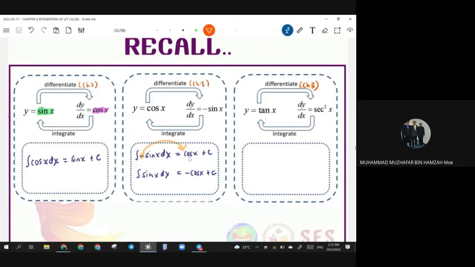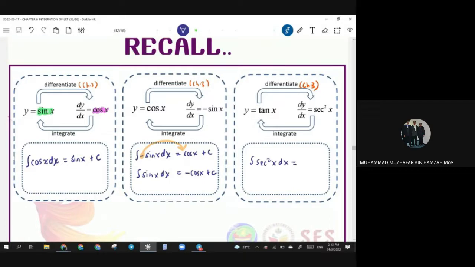Boleh saya dapatkan respon daripada korang. So kalau kita differentiate tangent x, jawapan dia adalah secant square x. So by using the concept of reverse process, integrate secant square x dx ni dapat apa sebenarnya? Tan x plus c. Yep, thank you very much. We should get tangent x plus c.